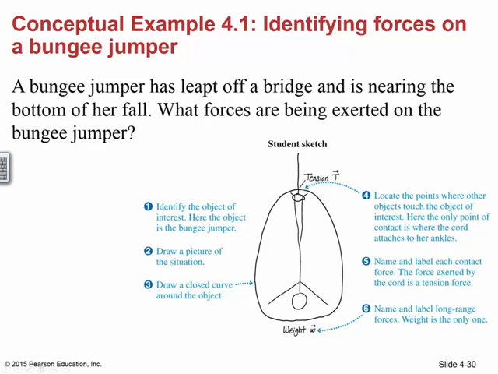Now, here they give you a conceptual problem. A bungee jumper has leapt off a bridge and is nearing the bottom of the fall. What forces are being exerted on the bungee jumper? Well, notice, and again, this is a student sketch. They circle it. They draw a cable. They have the student hanging from the bungee cord. There's his legs, his feet, his body, his arms. Now, I do a lot of stick figure drawings too, and his head.